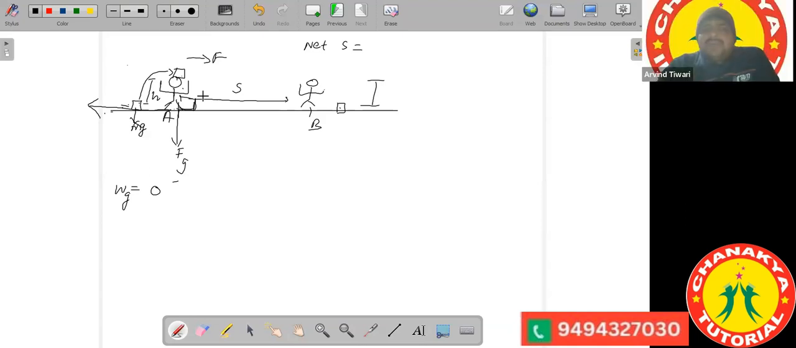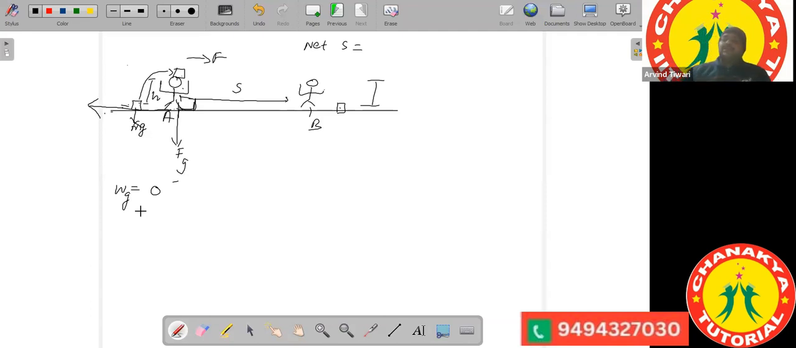So in this problem, whenever you are asked, think what all things are here. If it is asked what is the work done by the gravity, if it is asked what is the work done by the man against the friction, the things matter.